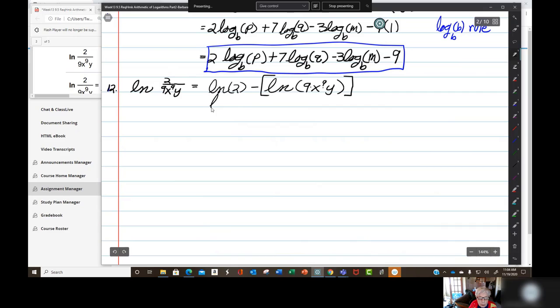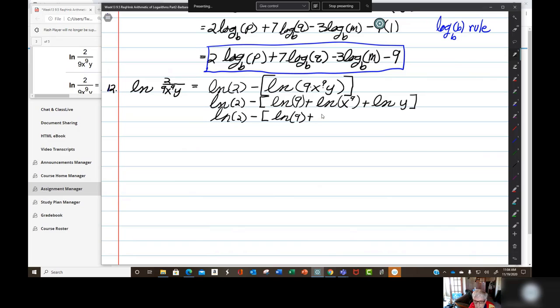So we're going to have the ln of 2 minus bracket, the ln of 9 plus the ln of x to the 9th power plus the ln of y. And so ln of 2, I want to do this first, minus the ln of 9 plus, I have to bring that power down in front there, 9 times the ln of x. Plus the ln of y.